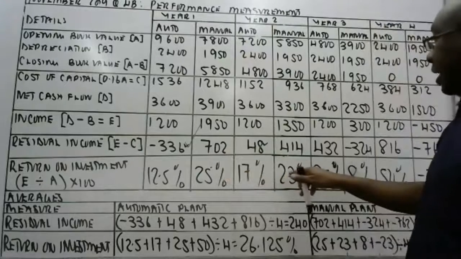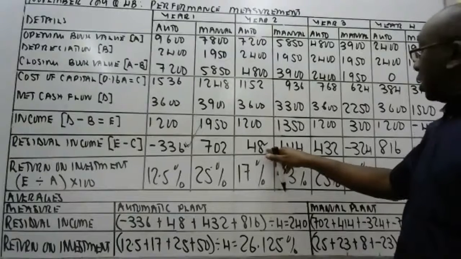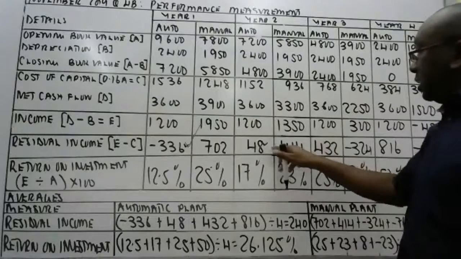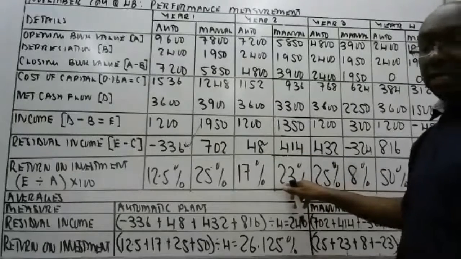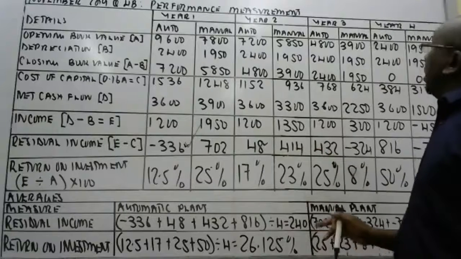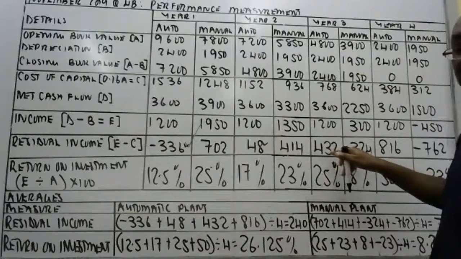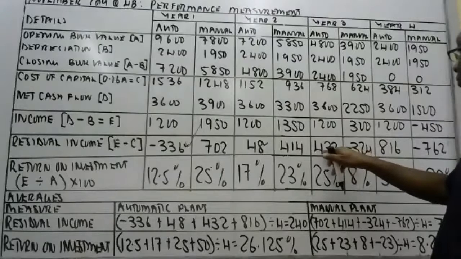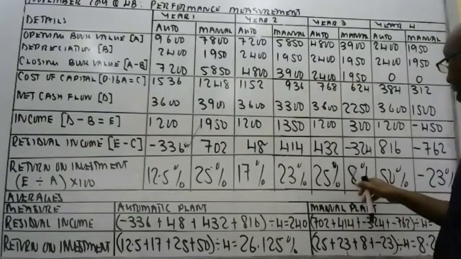Look at the second year. Second year, automatic has 48, while this one has 414. So it is still below. It has 17, while this one has 23. So even in the second year, you will still be encouraged to go for this. Come to the third year, that's now when tables change. This one now has 432, this one has 324, these are 25 and 8.